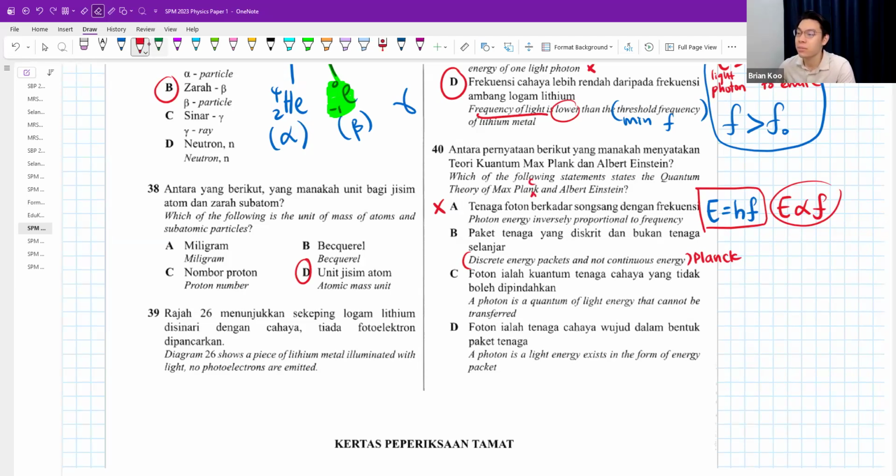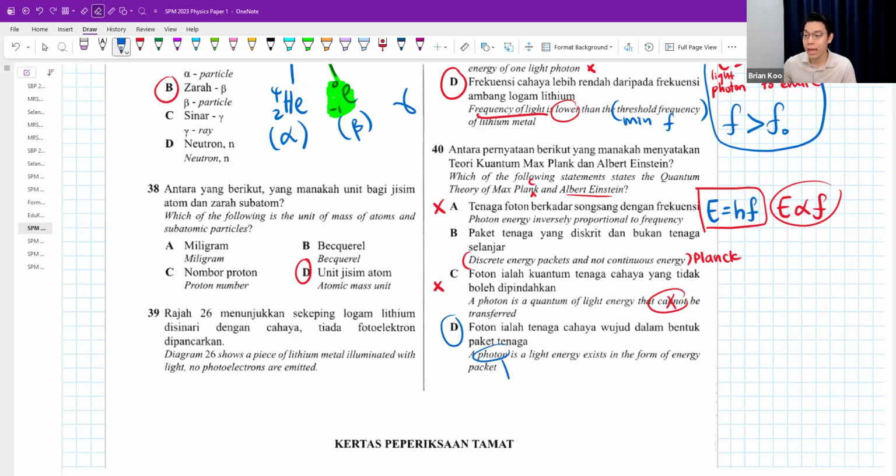Yeah, but it is not part of Albert Einstein. So let's see. It's not wrong, B, but it's maybe not the best answer. Let's see. For C, a photon is a quantum of light energy that cannot be transferred. Photon can be transferred, not cannot be transferred. So C is wrong. D, a photon is a light energy that exists in the form of an energy packet. Okay, B and D are both correct statements, but the best answer is D.